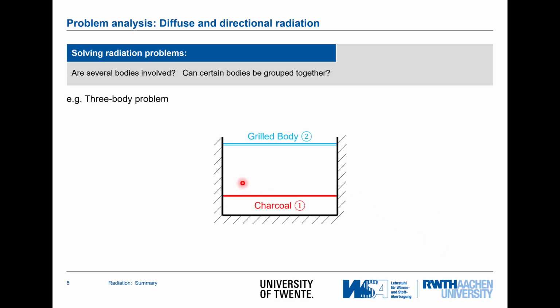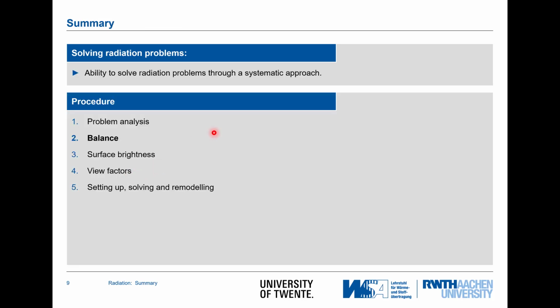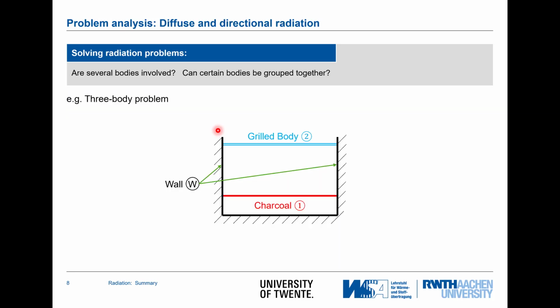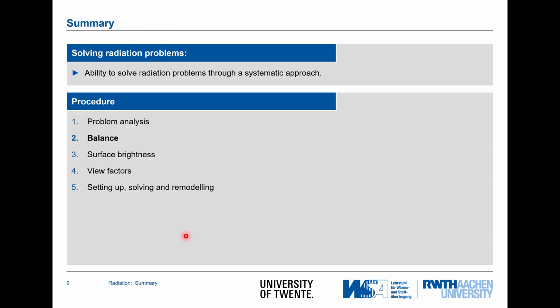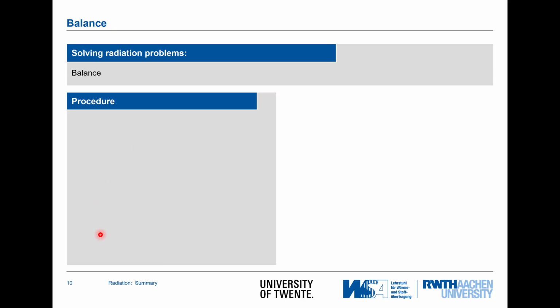Several bodies involved. The last video talked about 3 objects. Now here we need to understand how many there are, go back and determine, can we group them together? Can the wall be grouped together with something else, or do I really need to deal with 3 objects here? Well, the next thing would then be the balance.